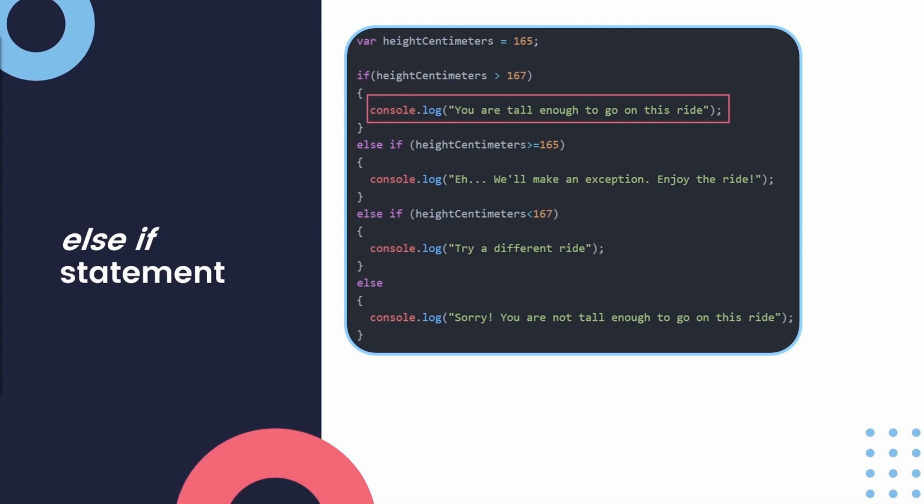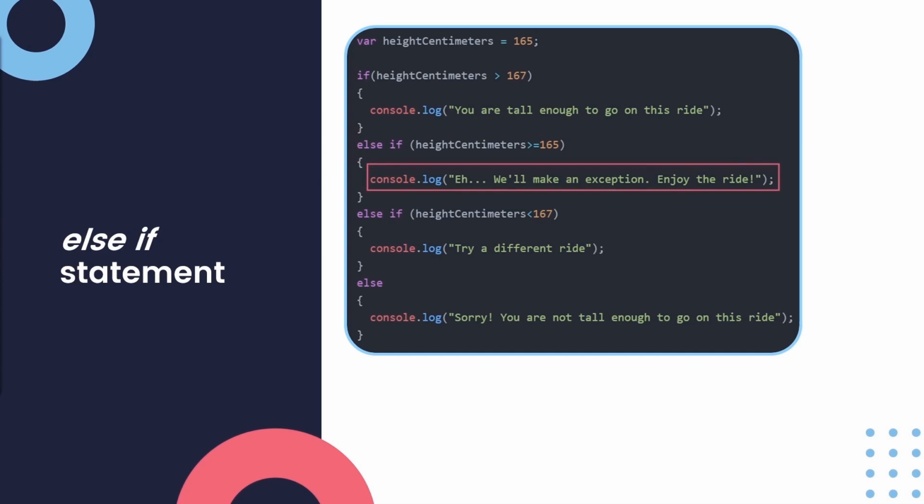Okay. Now, if that condition is not true, then move on to the next one. Else, if the first condition that we tested is not true, check this one. My height in centimeters must at least be equal to 165 or greater. So if that is the case, then we'll make an exception, so enjoy the ride.